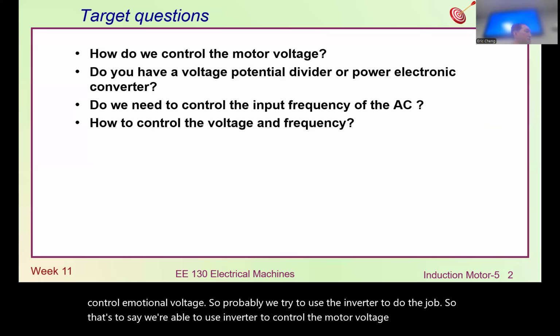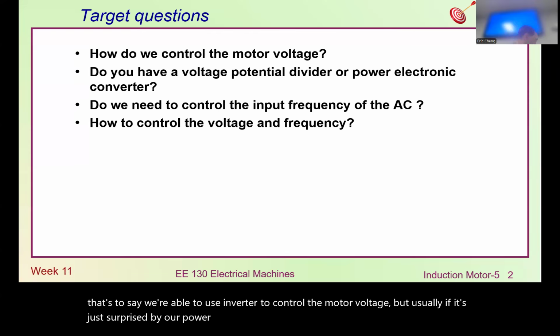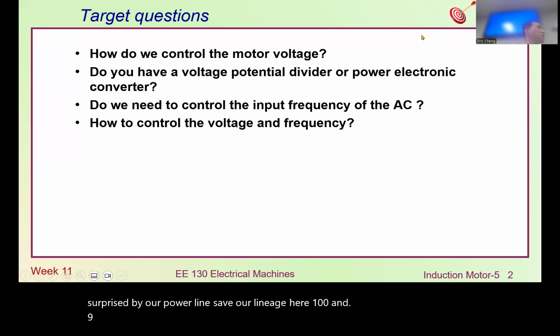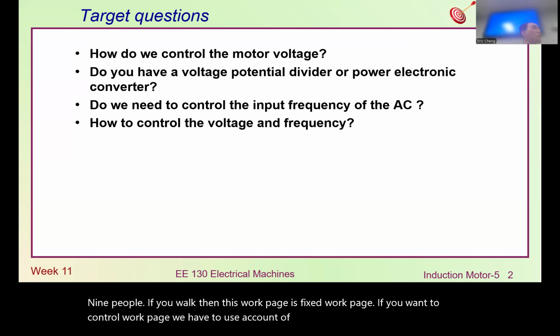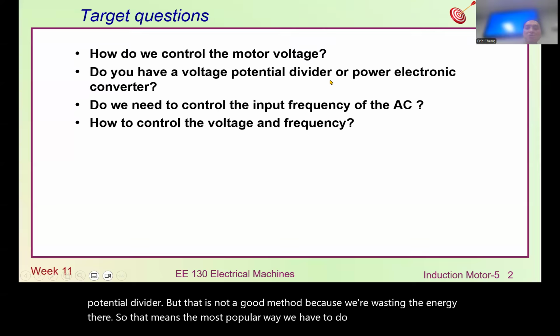But usually if we just supply it by our power line, say our line voltage here, 190 volt or 80 volt, then this voltage is a fixed voltage. If you want to control voltage, we have to use a kind of, say, transformer and maybe potential divider. But that is not a good method because we're wasting energy there. So the most popular way is to use power electronics to control the voltage.